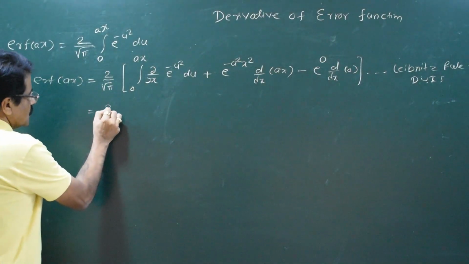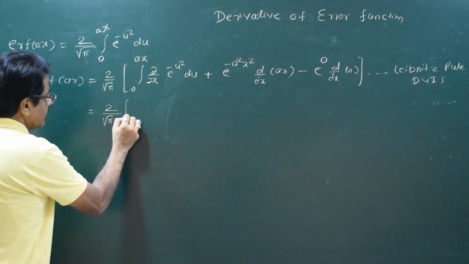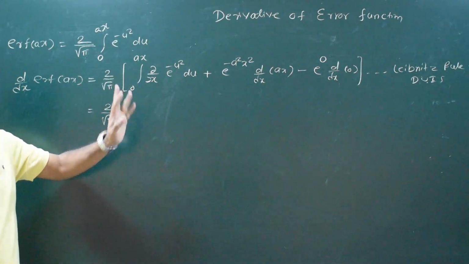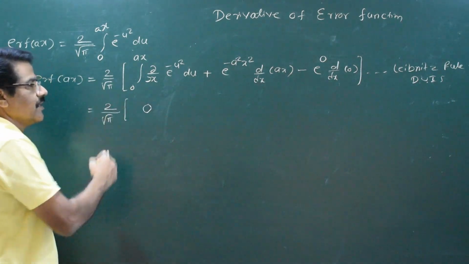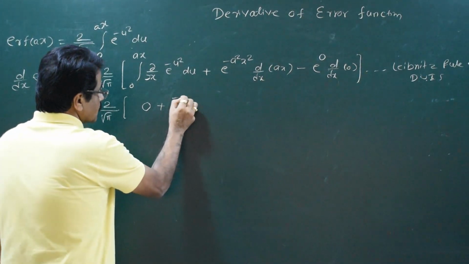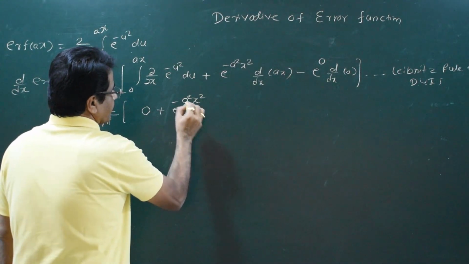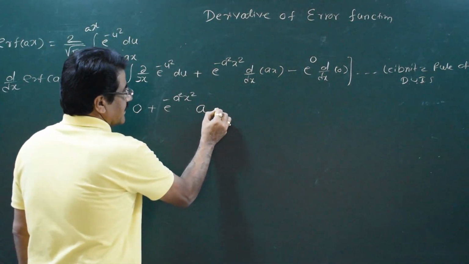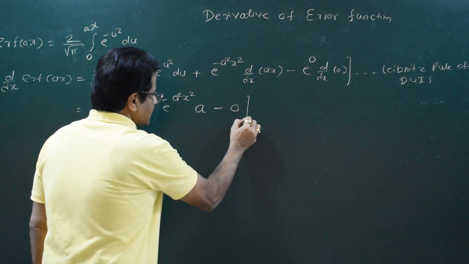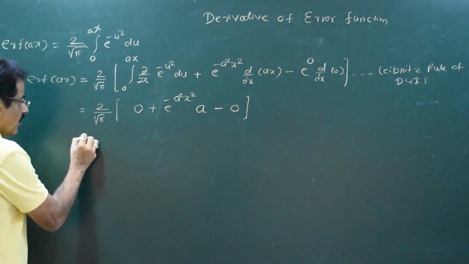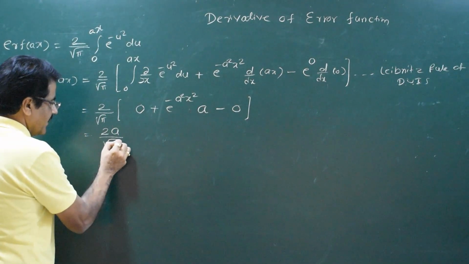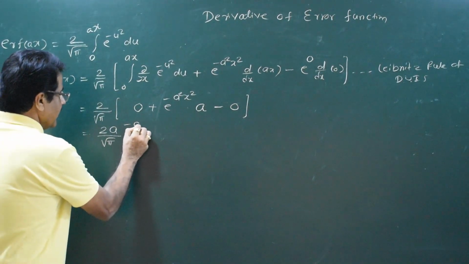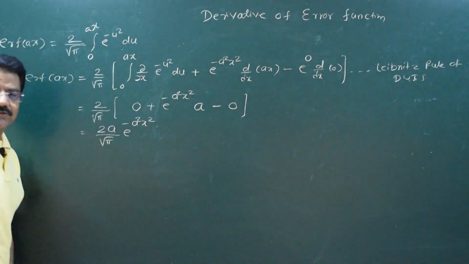Simplifying further, so 2 upon root pi in bracket, we can observe that the derivative of e raised to minus a square x square with respect to x is 0 plus e raised to minus a square x square into the derivative of x, which is 1, and therefore a as it is, and the last term is also 0. Therefore we get the value of the derivative of error function of ax as 2a upon root pi e raised to minus a square x square.